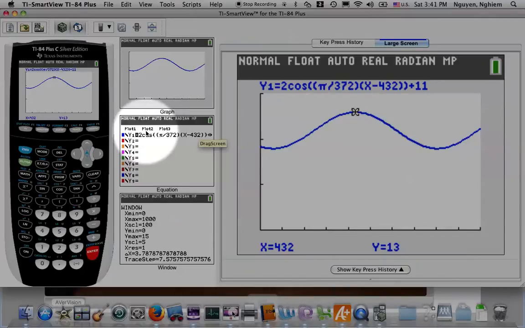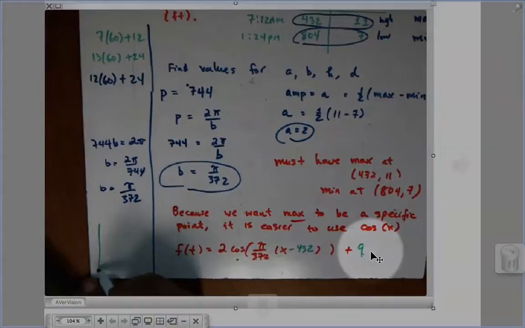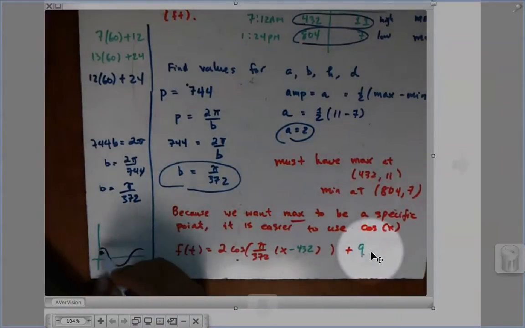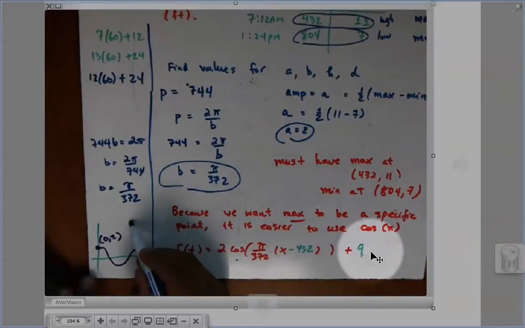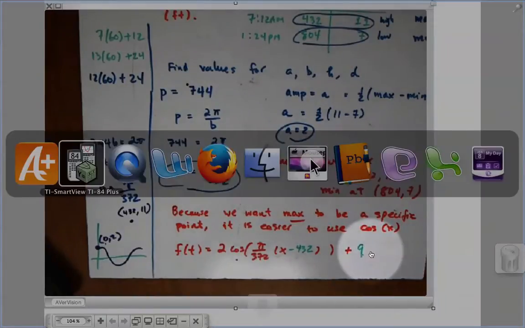Uh-oh, I think I made a mistake here. Let's go back. I added 11 here, but I really shouldn't have done that. I should have added 9 instead, because cosine was originally, I'm going to draw a quick sketch here, our cosine curve was originally here. This was originally 0, 2. So I didn't need to add 11 to it. I needed to add 9 because I needed this point to be at 432, 11, which means I needed to add 432 here, move it over 432, and move this up 9. So that was my mistake.